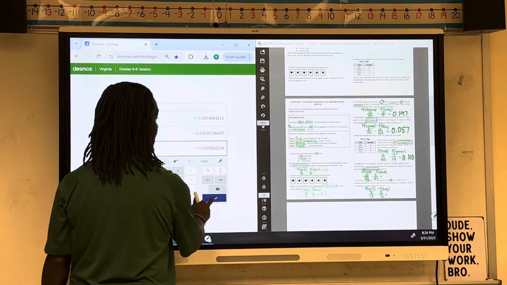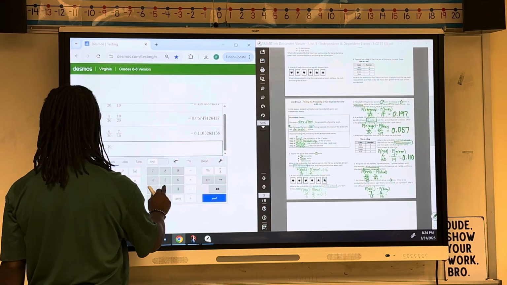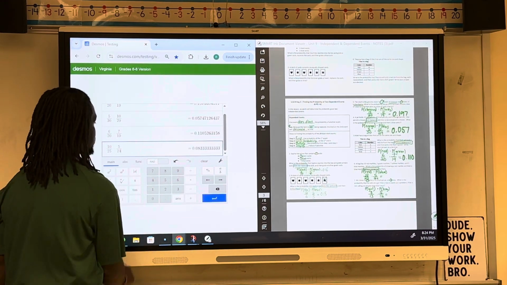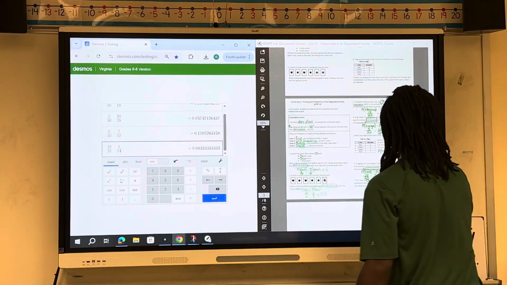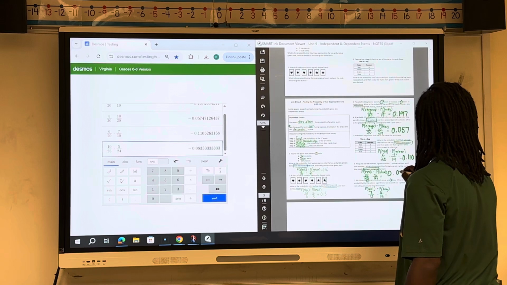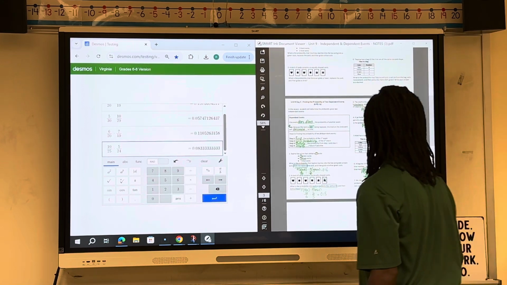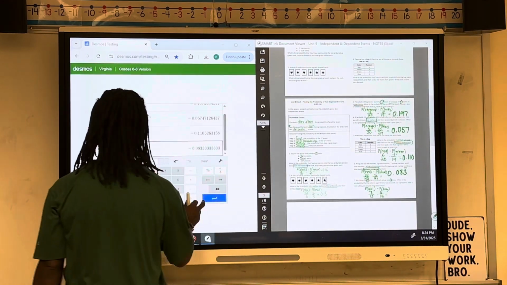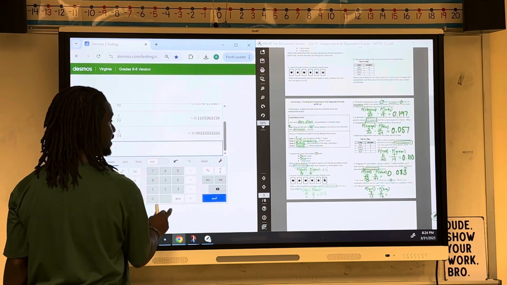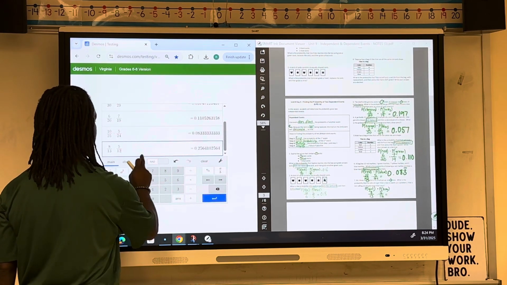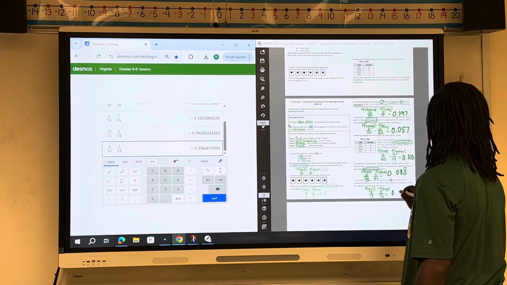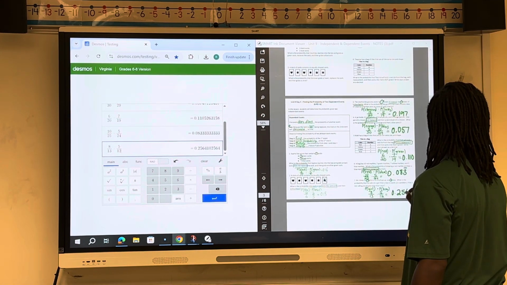And then we got 10 over 25 times 5/24. Then we got 0.083 repeating. And then lastly, we got 8 over 13 times 5 over 12. And we got 0.256.